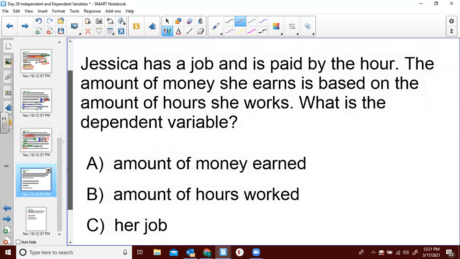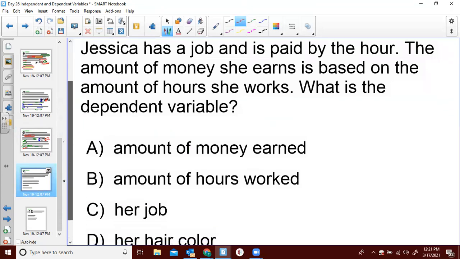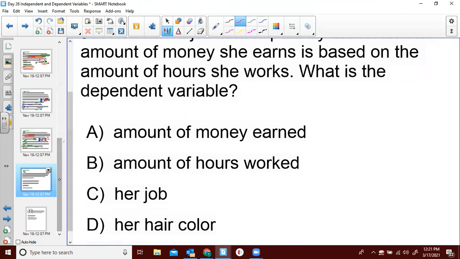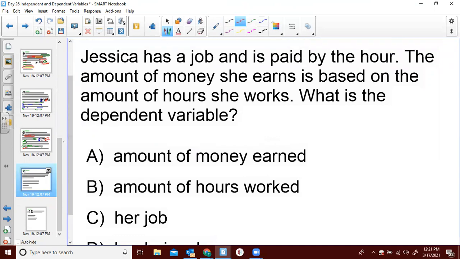All right, Jessica has a job and is paid by the hour. The amount of money she earns is based on the amount of hours she works. What is the dependent variable? So we have to think here, right? We want to look for, let's see, we're going to have our Y, which we know is dependent. And we have our X, which we know is independent. So one of these two ideas in this question is going to make the other idea change, okay?